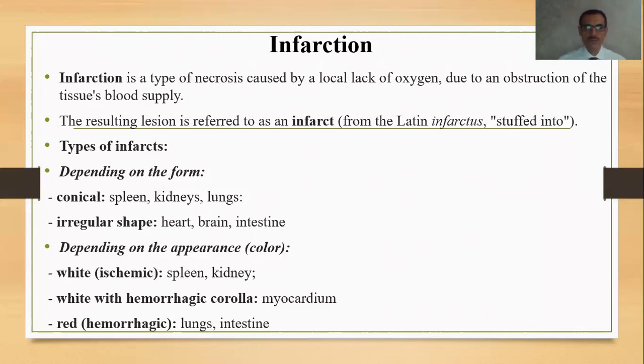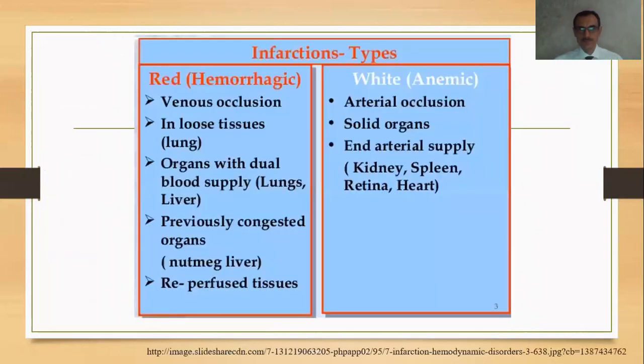There are two types of infarcts: conical and irregular shape. Conical occurs in the spleen, kidneys, and lungs, but the irregular shape in the heart, brain, and intestines. Depending on the appearance or the color, there are three types of infarct. First, the white infarct or the ischemic infarct that develops in the spleen, kidney. Second one, red infarct or the hemorrhagic infarct that is found in the lungs, intestines, and white infarct with hemorrhagic corolla that we found in the myocardium.